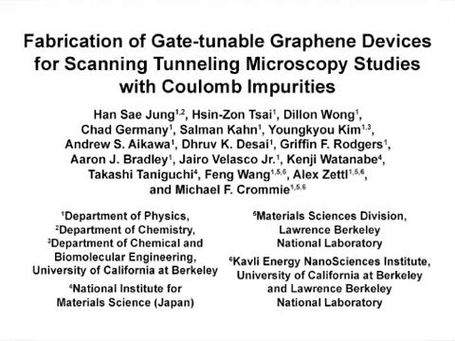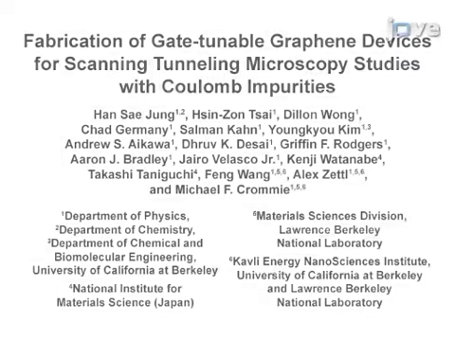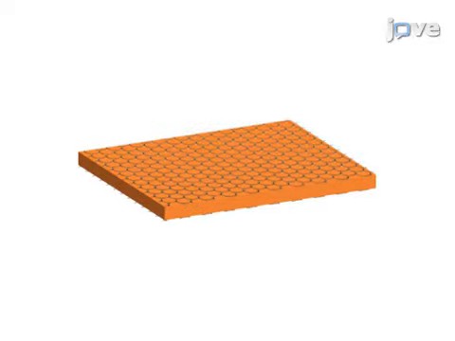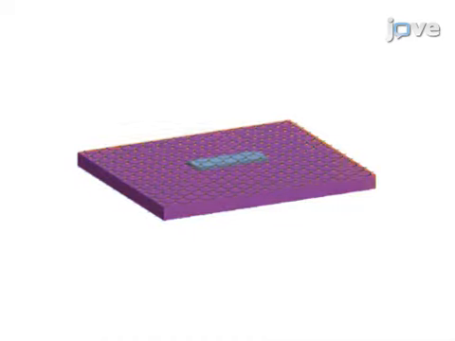The overall goal of this procedure is to fabricate a backgated graphene field effect transistor decorated with Coulomb impurities for scanning tunneling microscopy and spectroscopy studies. This is accomplished by first growing monolayer graphene on an electrochemically polished copper foil and transferring it onto a hexagonal boron nitride silicon dioxide substrate.